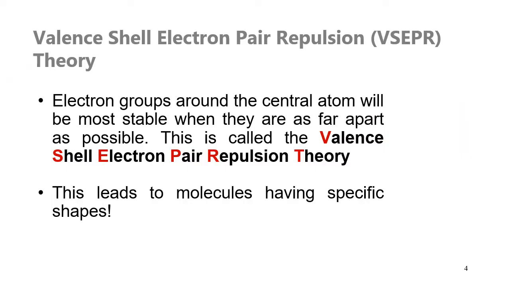By definition, the valence shell electron pair repulsion or VSEPR theory states that the electron groups around the central atom will be most stable when they are as far apart as possible. And this actually leads molecules to have specific shapes or molecular geometry.